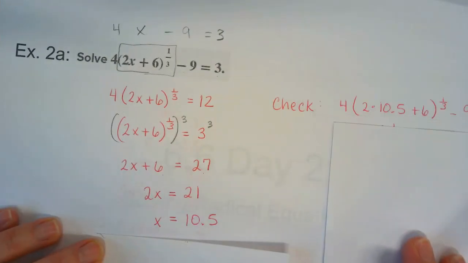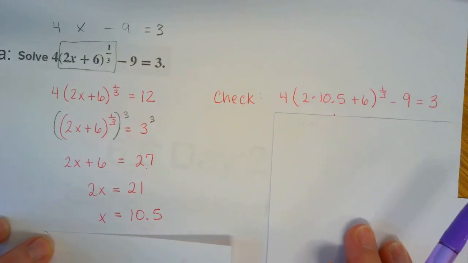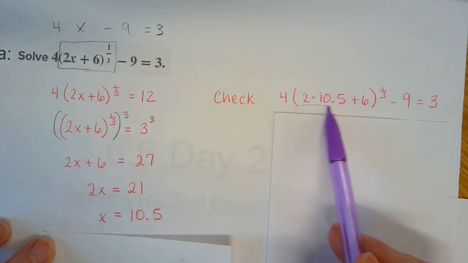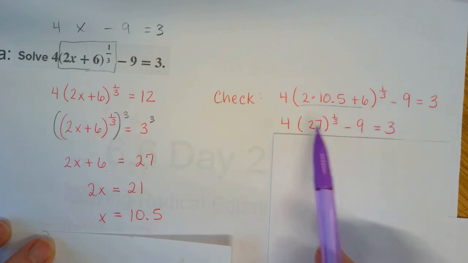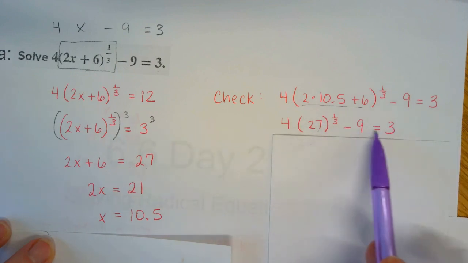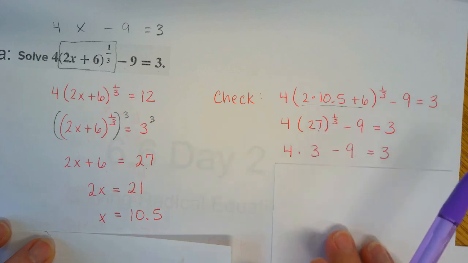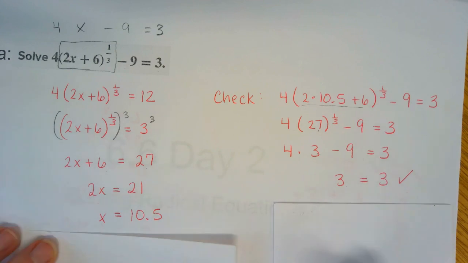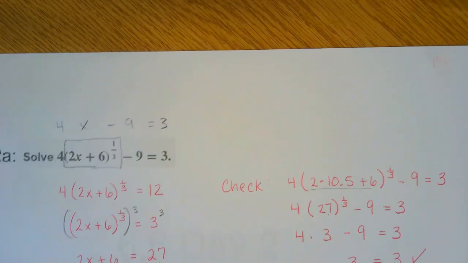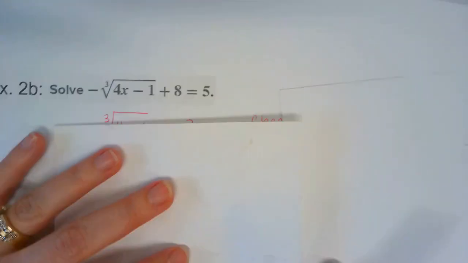Still check my answer. So I plugged it back into the original for x. I typed all of this into my calculator. Got 27. Then at this point, you could type it all in. I just did 27 to the 1/3. And then I typed it all in and I got 3, which matches. Pause the video and try the next question.